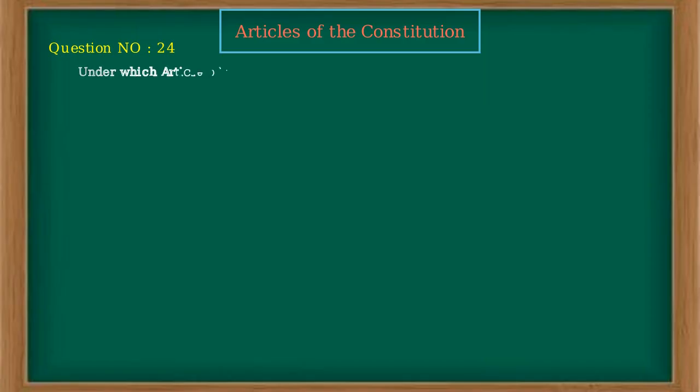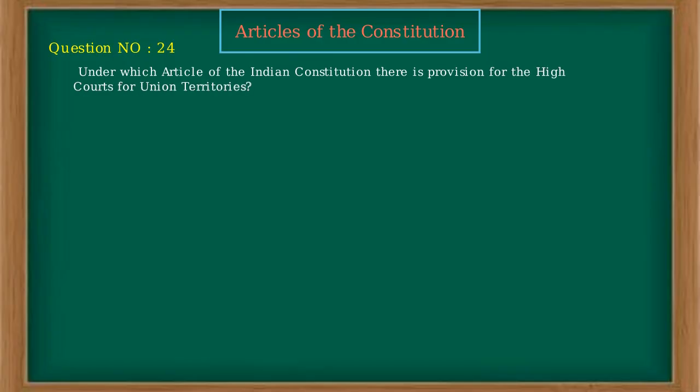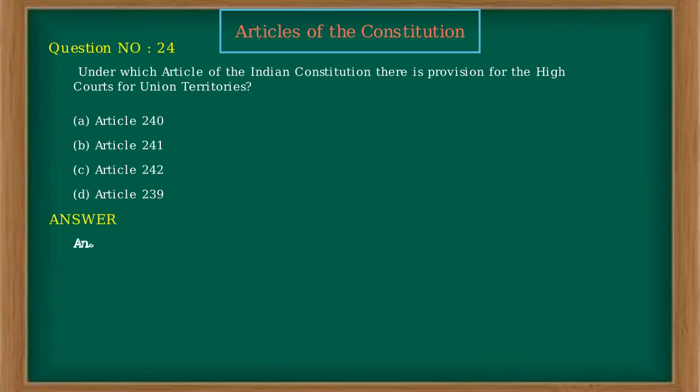Under which article of the Indian Constitution is there provision for the High Courts for Union Territories? A. Article 240. B. Article 241. C. Article 242. D. Article 239. Ans. B.